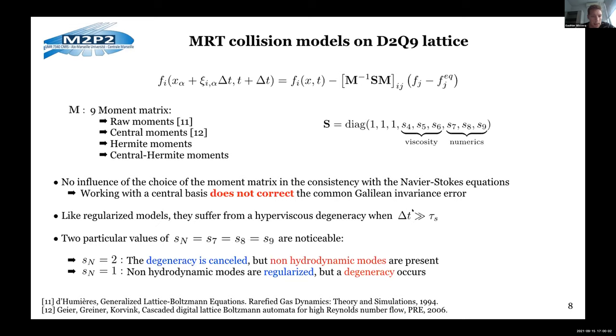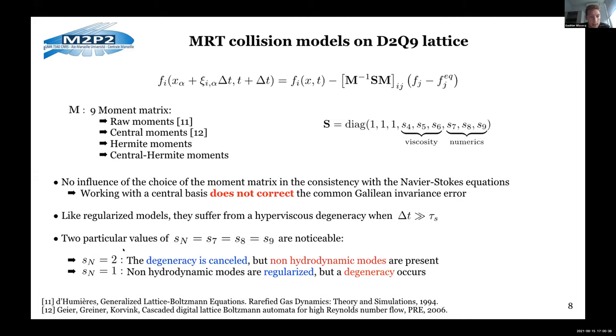Another observation is that, exactly like the regularized model, the MRT model suffers from a hyperviscous degeneracy when delta T, the time step, is much larger than tau S, where tau S is the relaxation time related to the shear viscosity. So this problem is exactly similar to what we've seen with the regularization. This degeneracy can lead to an unexpected dissipation and even an instability when delta T is too large.